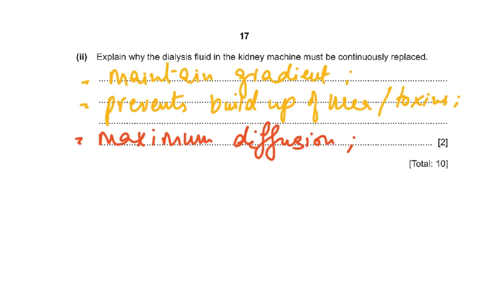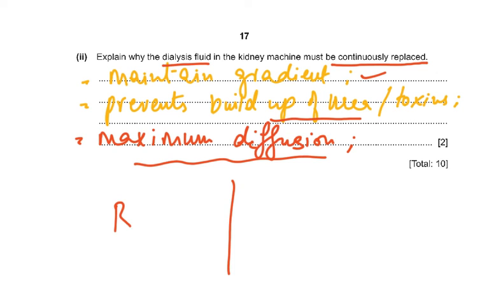Now, why must the dialysis fluid be continuously replaced? It is so that it maintains the gradient. Because the urea is passing out into the dialysis fluid, that must be removed. The dialysis fluid must come in with zero urea in it, so that the blood urea can come out. And this will prevent the buildup of urea, and this maximizes diffusion. So on one side you have the patient's blood, and on the other side you have the dialysis fluid.